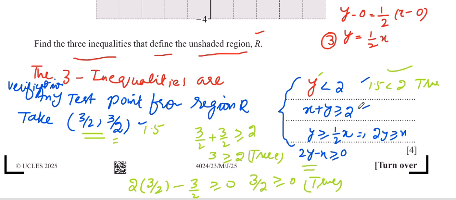For example, if a student mistakenly writes this inequality as x plus y less than or equal to 2, then after verification, he can observe that this test point does not satisfy this inequality, and from here he can change the sign of the inequality. So in the next lecture, inshallah, we will discuss some more past paper questions related to this topic.